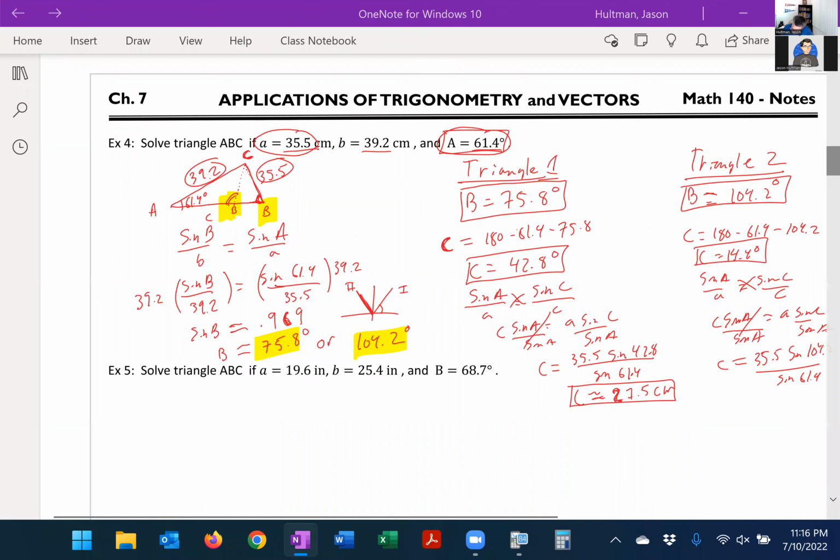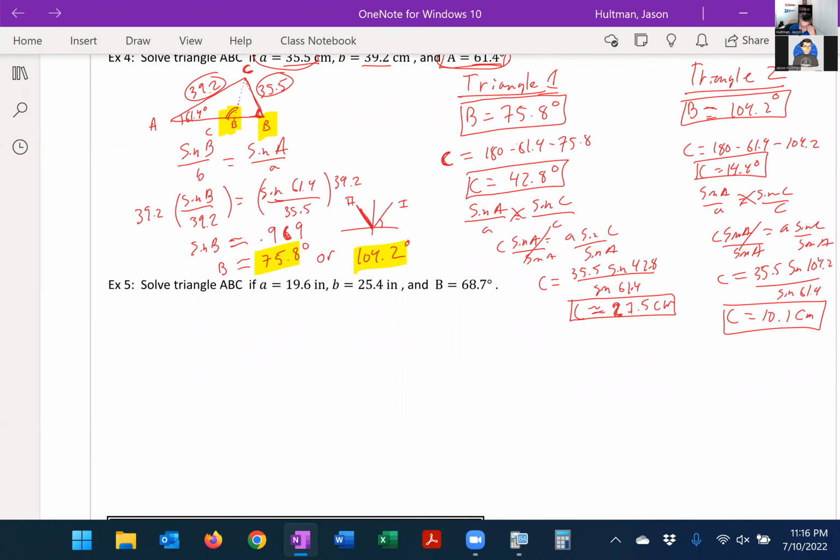C is equal to 10.1, and that's centimeters. Okay, so again, two triangles here. One where angle B is acute and one where angle B is obtuse. One where we get a long 27.5 centimeter side C, and one where we get a short 10.1 side C. Okay, example 5, solve the triangle ABC if A is 19.6, B is 25.4, and angle B is 68.7.